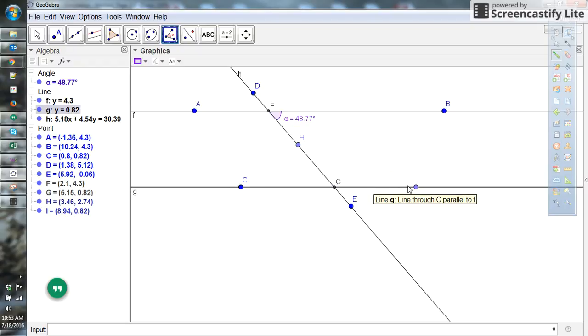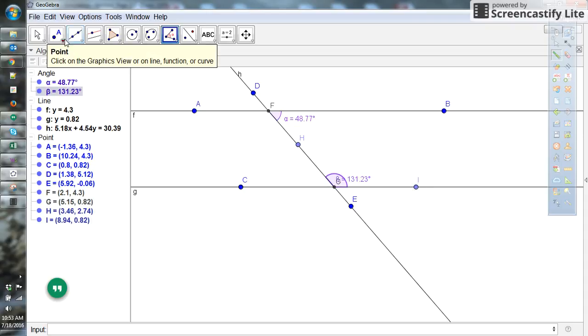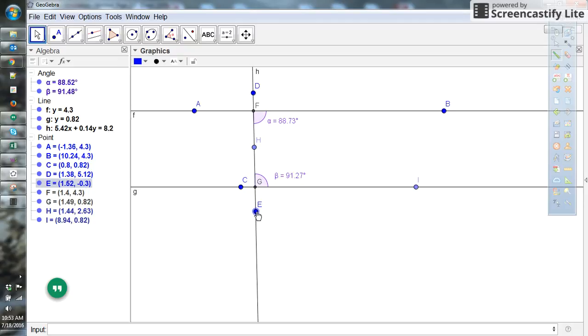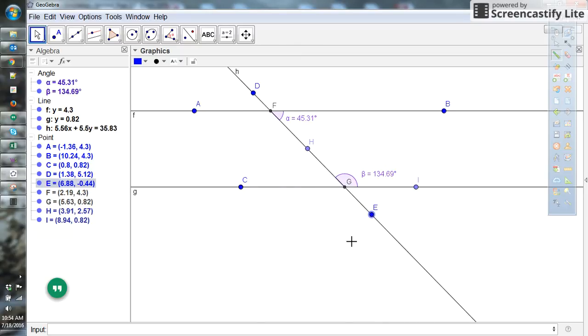Okay, now I'm going to do the same thing down here. I'm going to start here. Okay, and it labeled this one as angle beta, and it tells me that it equals 131.23 degrees. Now you can see right away that these angles are not congruent. They don't have the same measurement. The only time when they will have the same measurement is when the transversal line is perpendicular. And in that case, they would both be 90 degrees.